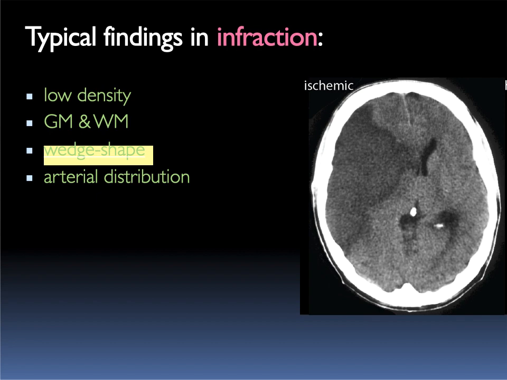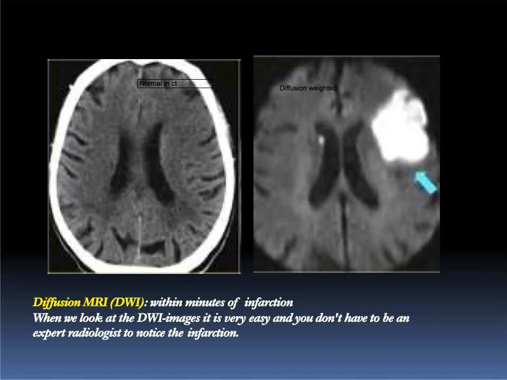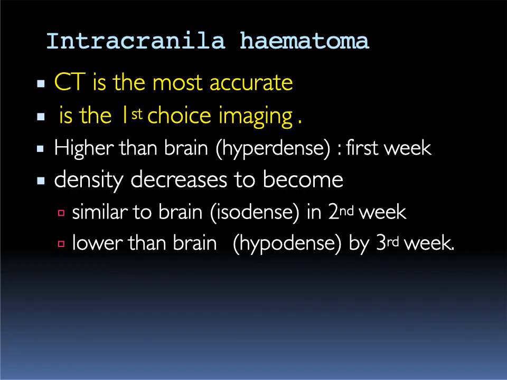It also follows an arterial territory distribution. For example, this one goes with the territories of the arteries. Also, this is diffusion weighted imaging on your right side and the left side is CT scan. CT scan can be normal in early infarction, but MRI is great for detection of acute infarction. Even within minutes, it can detect the infarction site.